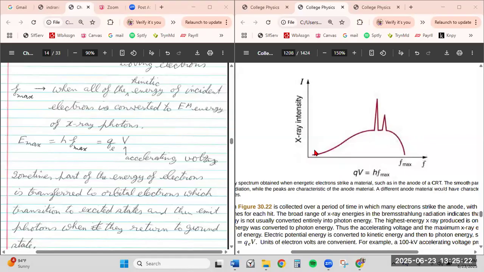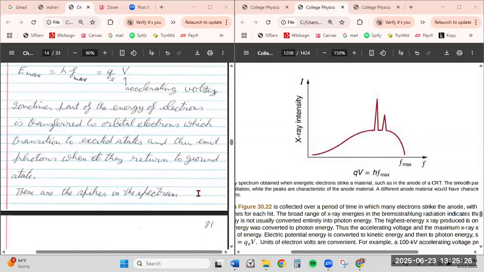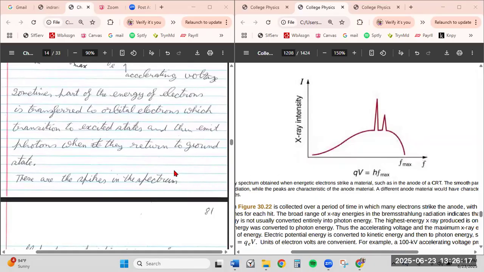And then in addition, you also see these spikes. What happens is sometimes part of the energy of the electrons that are being decelerated is transferred to orbital electrons in the target metal. And this will happen only when the energy of the electron matches exactly with the difference between the energy levels inside the target atom. If there is this match, then the atom will absorb the energy of the electron and make a transition to one of the excited states. Then it stays there for a short period of time and then falls back to the ground state, in the process emitting photons.